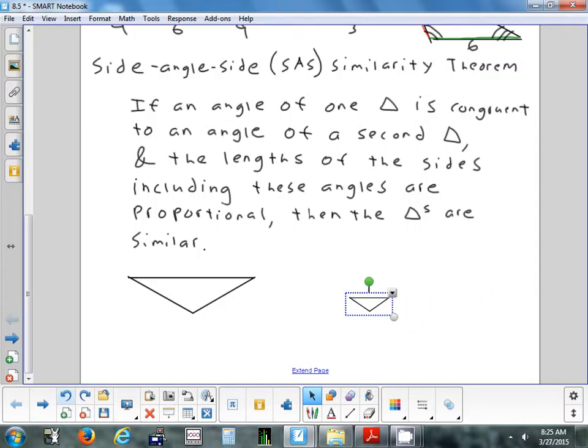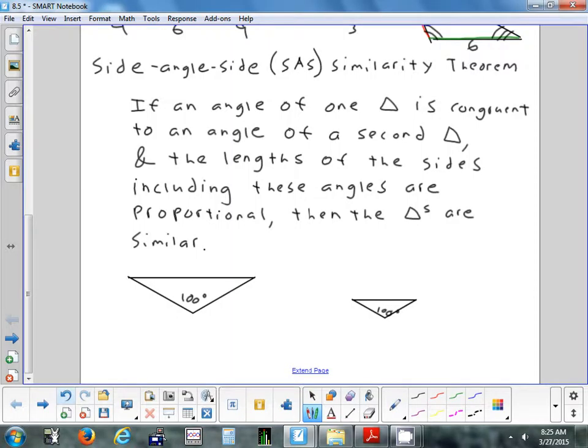Yeah. All right, so I just made a smaller version of it. And let's label some stuff here that would allow us to use side, angle, side. I've got to label 2 sides and 1 angle. Okay, let's say this is 100 degrees. This is 100 degrees.